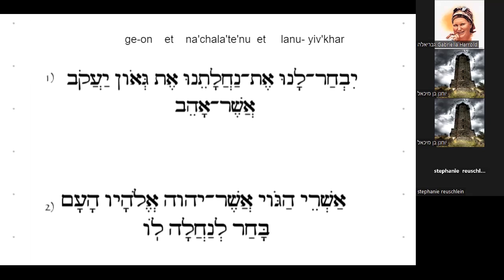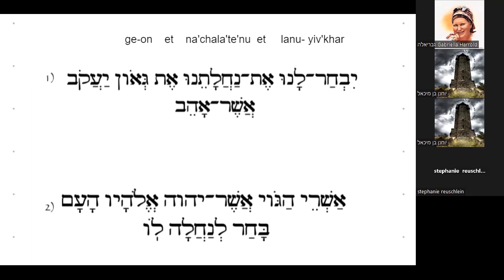All right, so we have yivchar lanu et nachlatenu et geon. What about this word? What's our next word? All right, so we have a yud here, so a Y, and it's pointed with patach, quick A, ya. Then we have ayin, silent letter, but it's pointed chatef patach, so it's going to make this same short A sound, right? So ya, a.